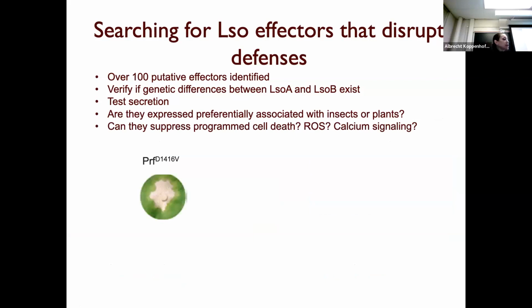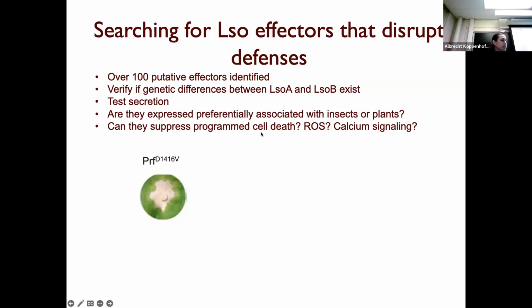Then we are interested in the ones that can suppress immunity, so we have different bioassays that we developed. We test to see if they can suppress programmed cell death, which, as I told you, is a very nice way of disrupting the infection by intracellular pathogens, and whether they can disrupt ROS signaling or calcium signaling. Those are different steps in the signaling of infection. I'm not going to present all this data; I'm just going to present how we test for programmed cell death.